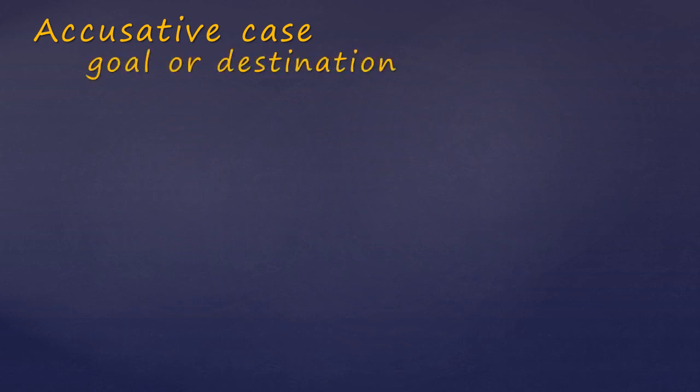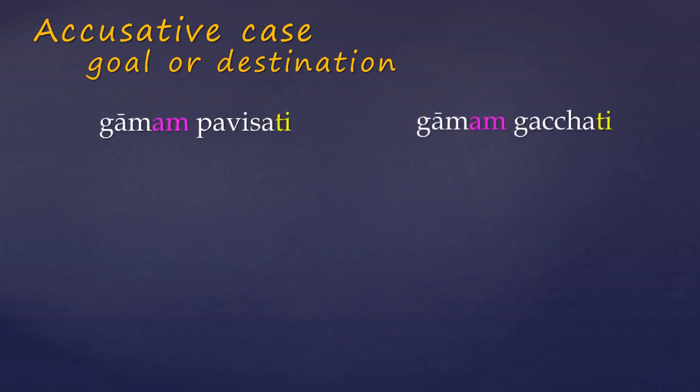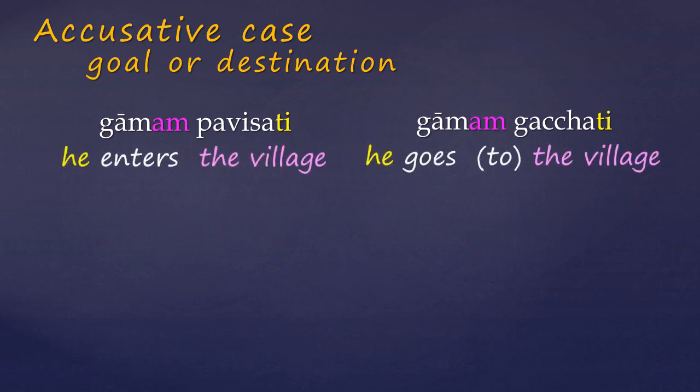For instance, it's commonly used to express the goal of motion. That is, with verbs that express motion towards something, the terminus, be it a person, place, or even a condition, is placed in the accusative case. This can often appear to be similar to an object, for instance, he enters the village, but more expressly with he goes to the village, where the village is the destination.